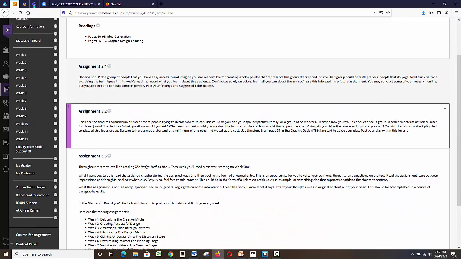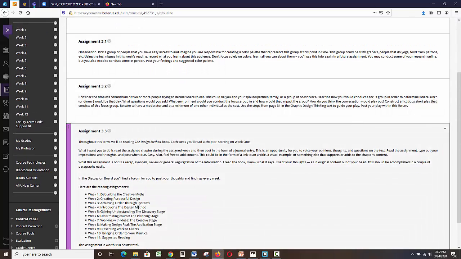Then the last thing is we are looking at achieving order through systems. That is what's needed for week 3. And this is in the design method book. And again, you're going to read it and then give me a general synopsis and/or what you found to be interesting, what you learned, what you maybe disagree with, and/or all of the above.